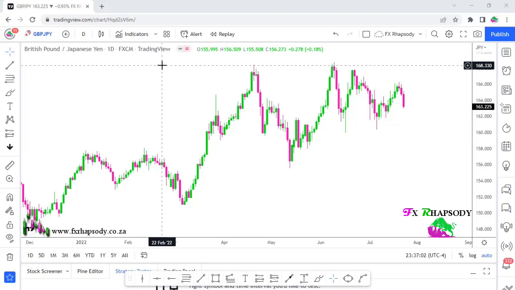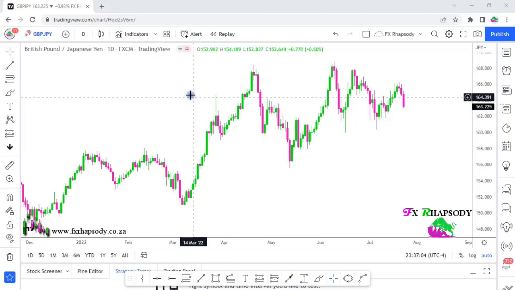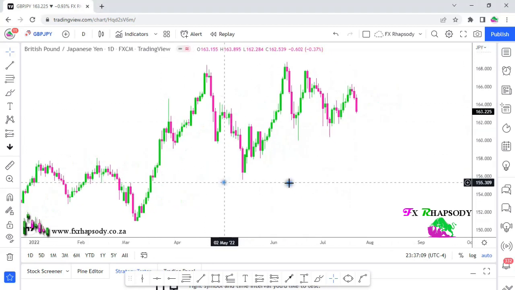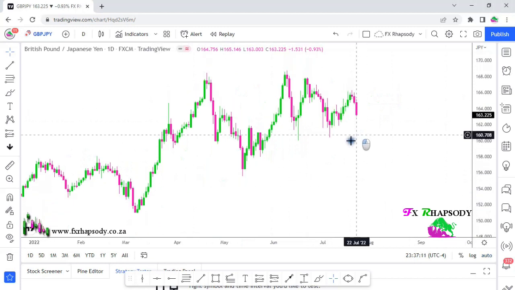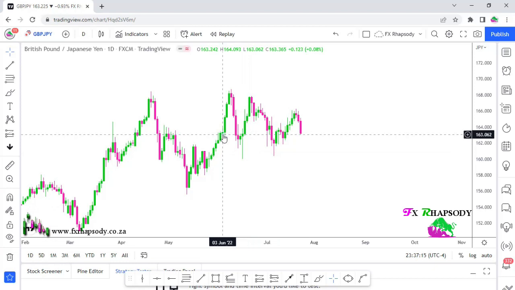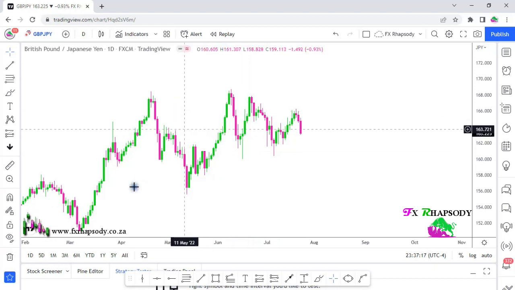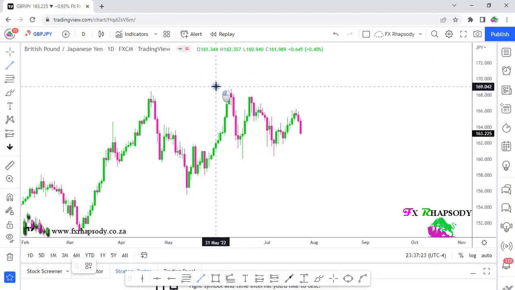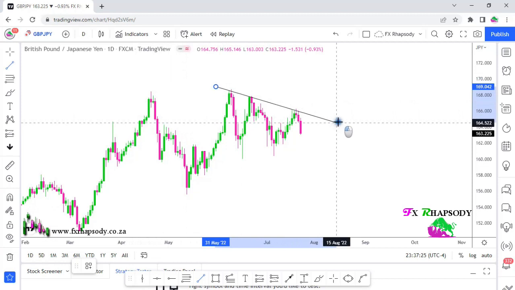But let us hit the chart. So first of all, we're going to start off with the British pound Japanese yen. We're doing top-down analysis like we do every single time. So we're starting off on a daily time frame, moving down to the hourly. On a daily time frame on the British pound Japanese yen, you can see the yen strengthening a little bit, but we have this downwards movement.